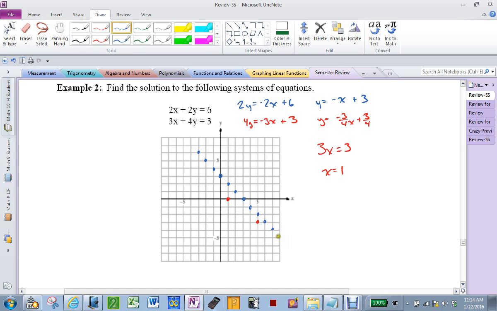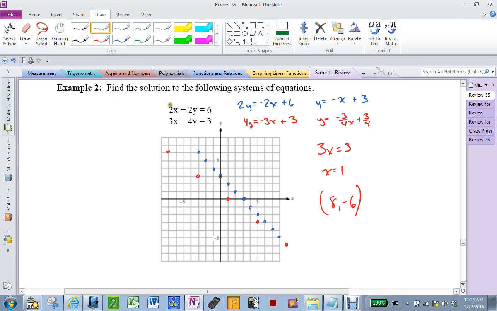It doesn't quite make it. And I can go up 1, 2, 3, and over 1, 2, 3, 4. Doesn't quite make it, but you can see it's going to happen down here somewhere. It's going to happen right there, just off the graph, which is 8, negative 6.